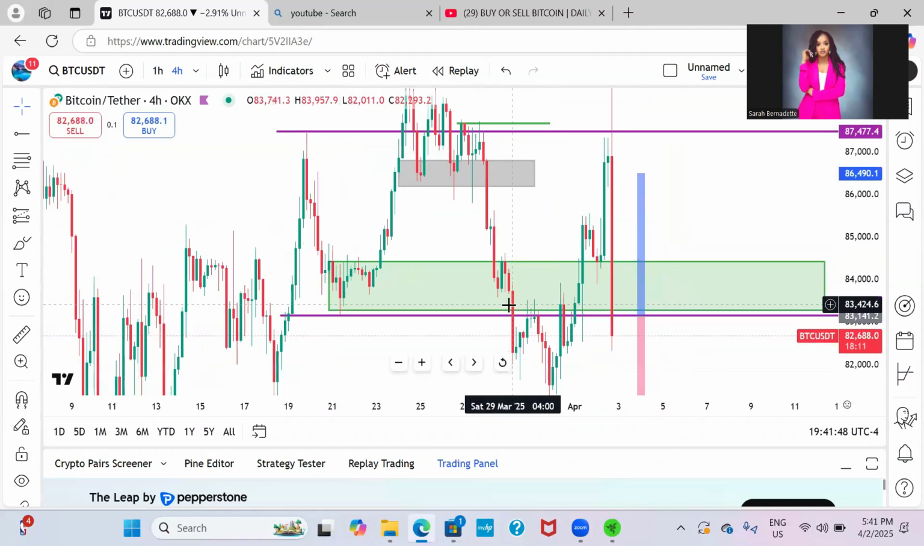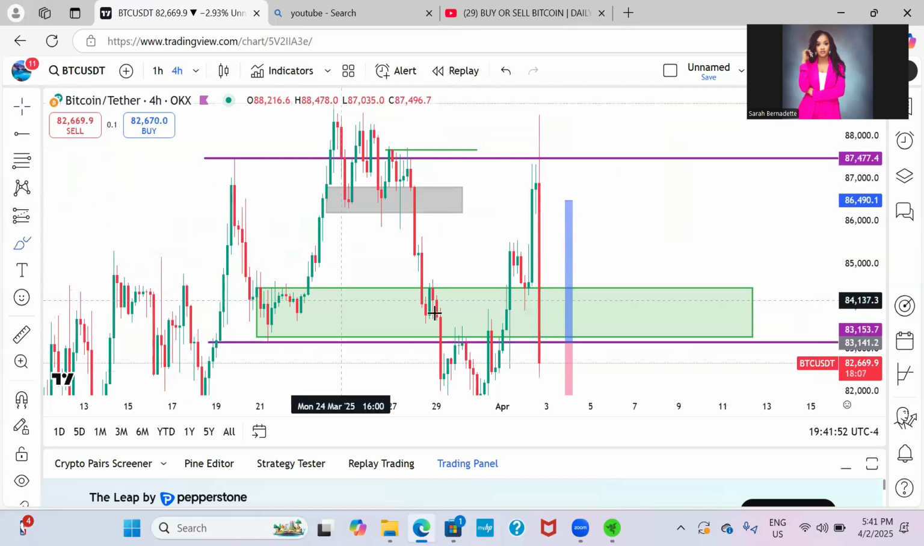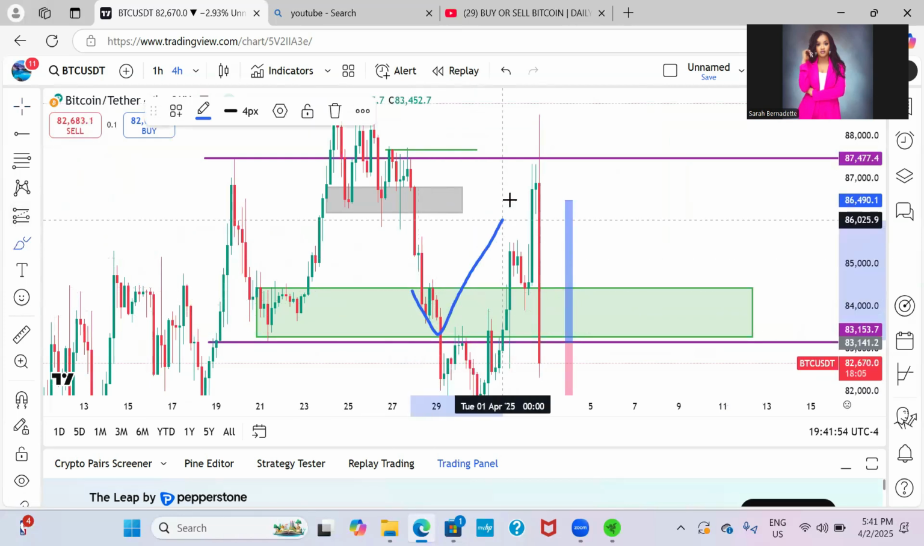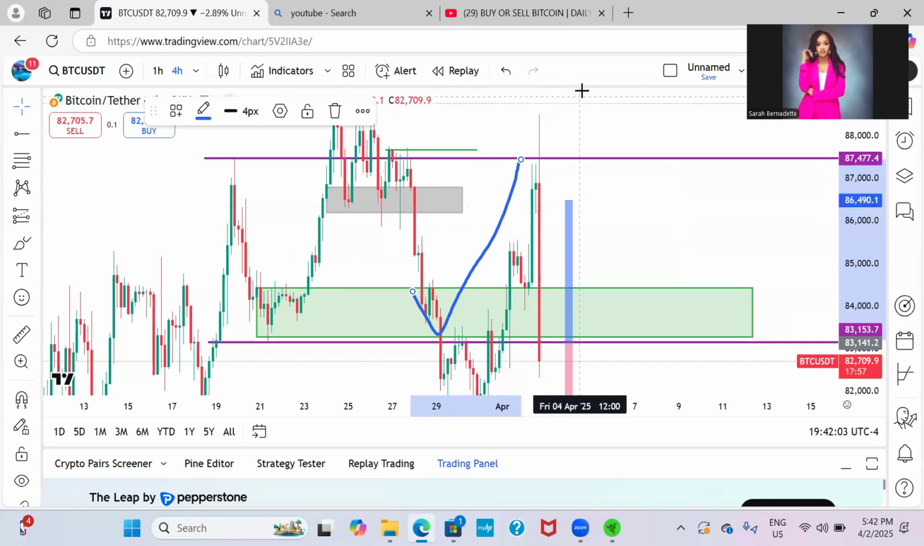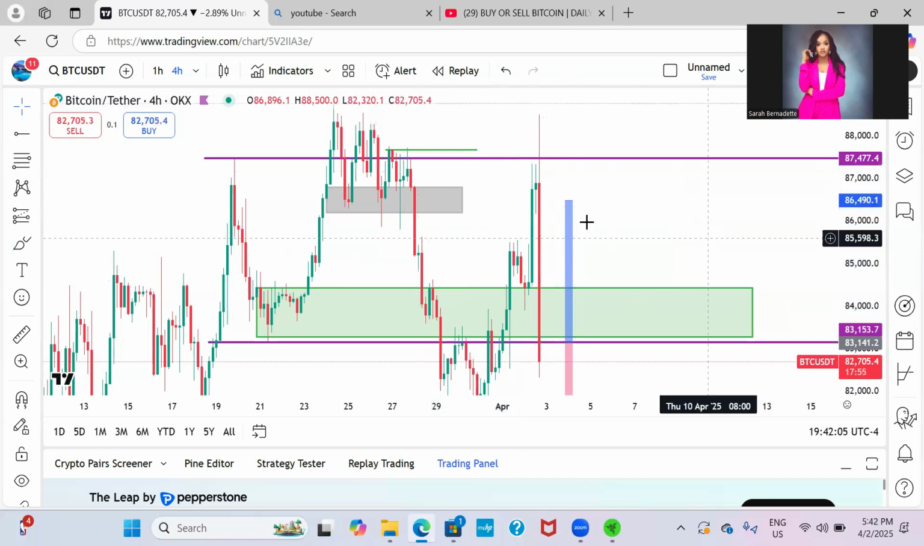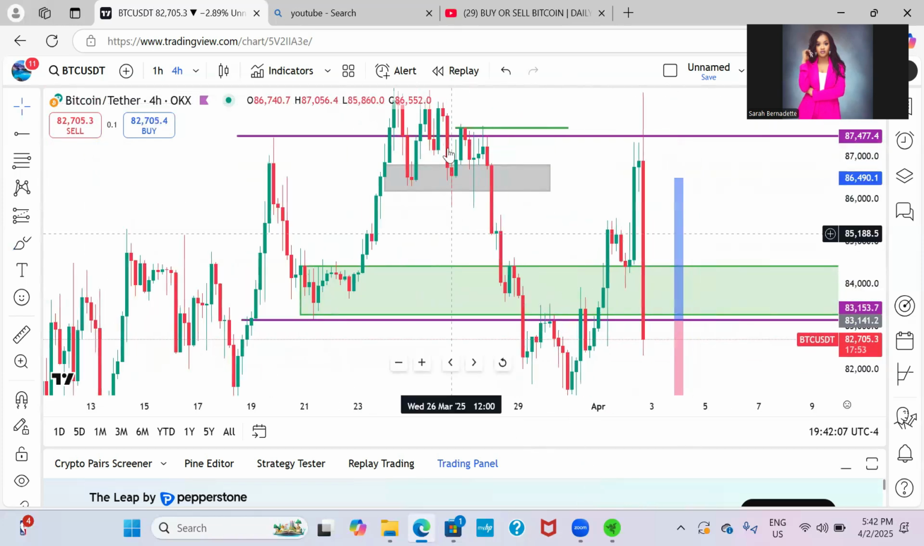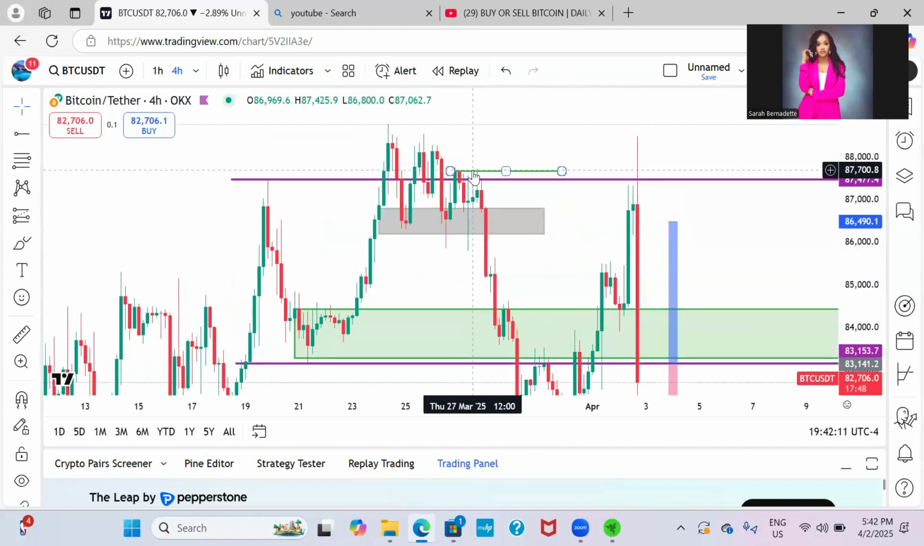Now from here, if Bitcoin comes here, what was going to be my target? I said price is going all the way back towards 87,000. Okay, this is where it's supposed to go back to. That was going to be where the take profit is. So what ended up happening? Well, Bitcoin came all the way, ended up never breaking above the 87,800 resistance.